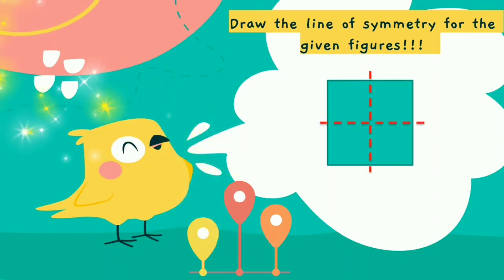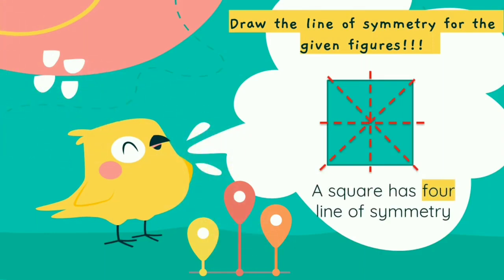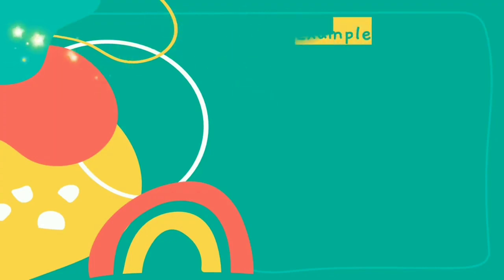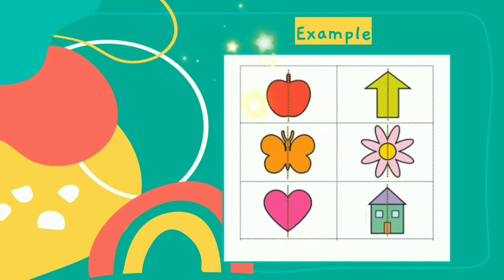1, 2, 3, 4. So, a square has 4 lines of symmetry. Look at the other example. Here are some pictures: apple, arrow, butterfly, flower, heart, and house. All are drawn with a vertical line. So, all these pictures have one line of symmetry.